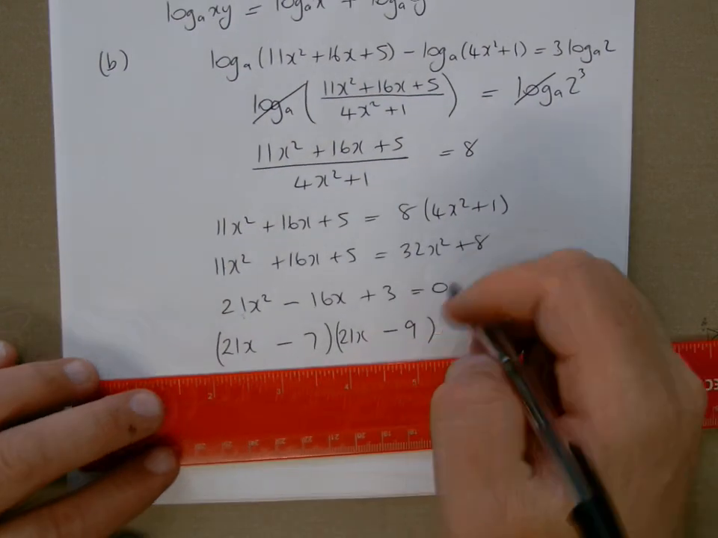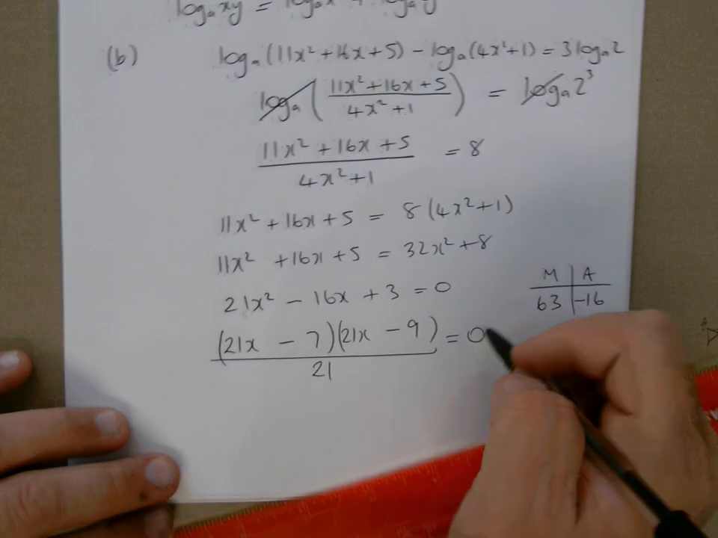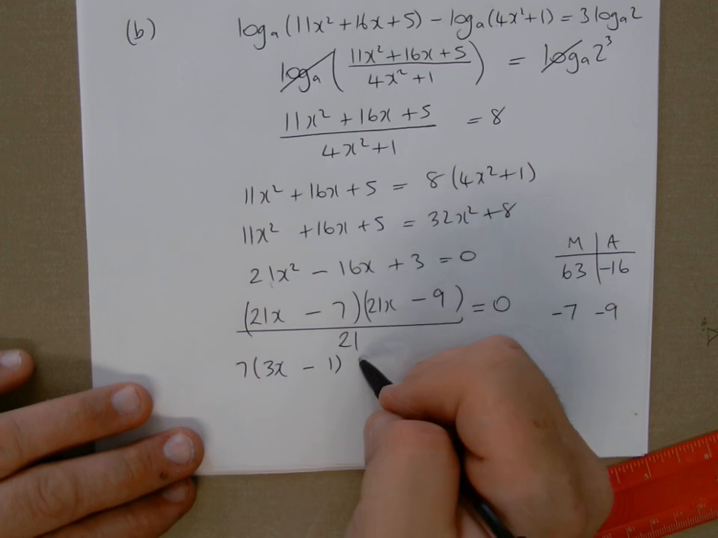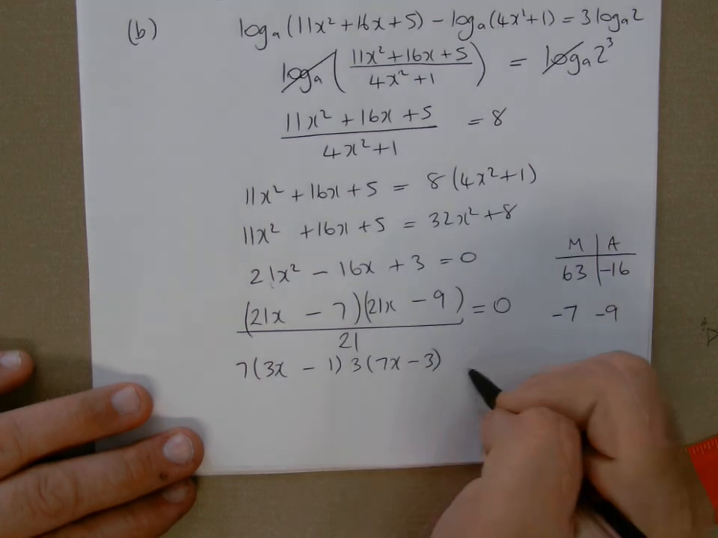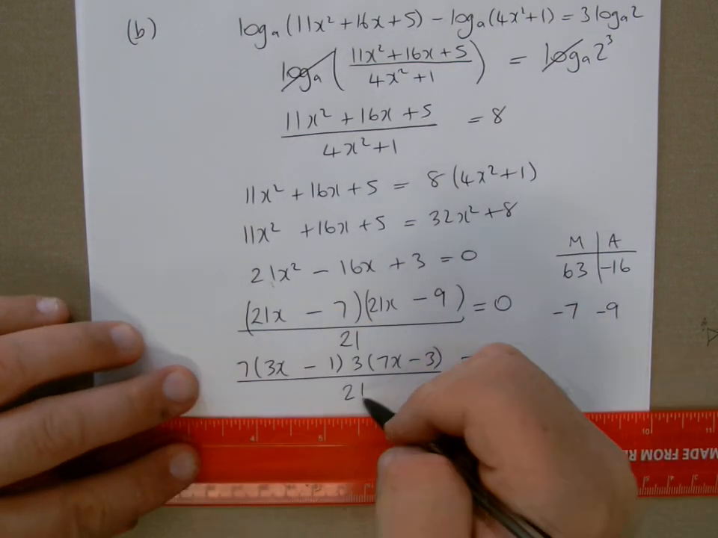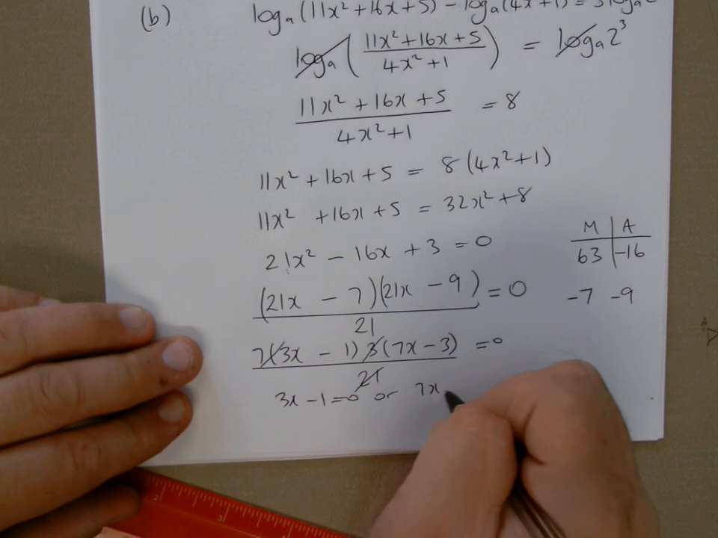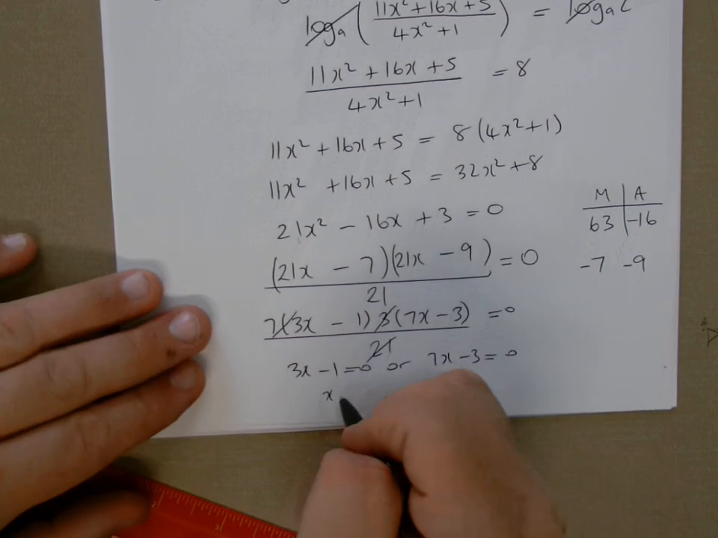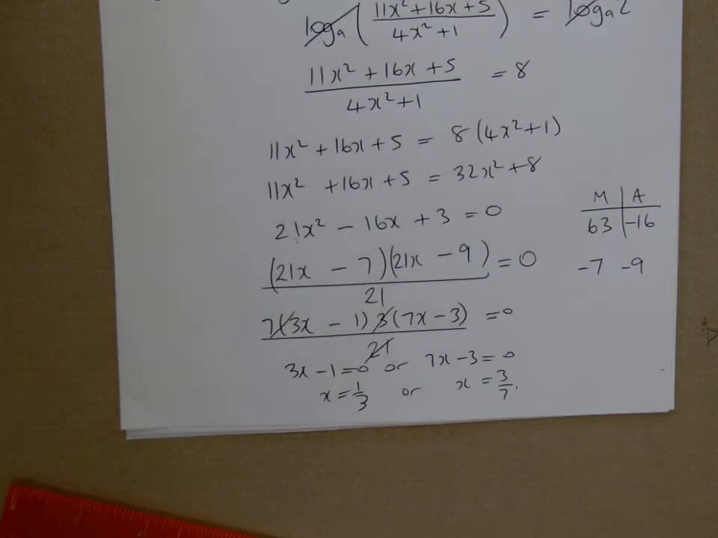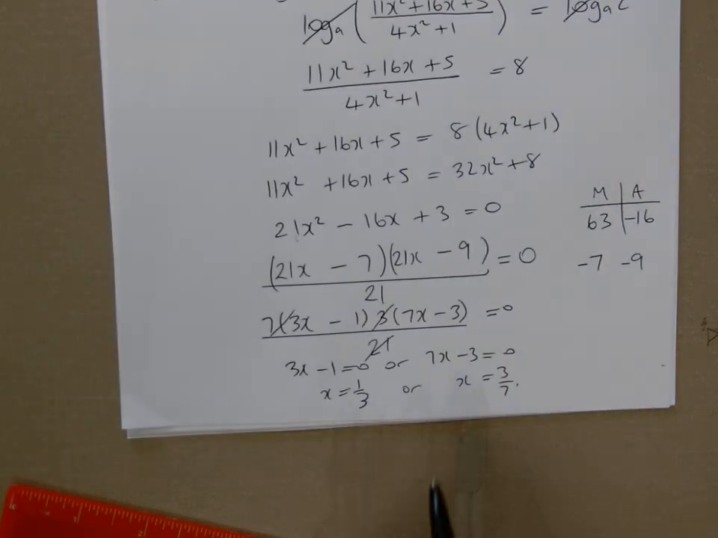Don't forget that you need to divide by 21, because we timesed by 21. First bracket, there's a factor of 7. Second bracket, there's a factor of 3. So that will conveniently cancel the 21 underneath. So I get 3x minus 1 equals 0, or 7x minus 3 equals 0. So x will equal a third, or x will equal 3/7. I just have to check then, are both solutions valid? Well, in the question, it says given x is greater than 0, and we've got two positive solutions there.